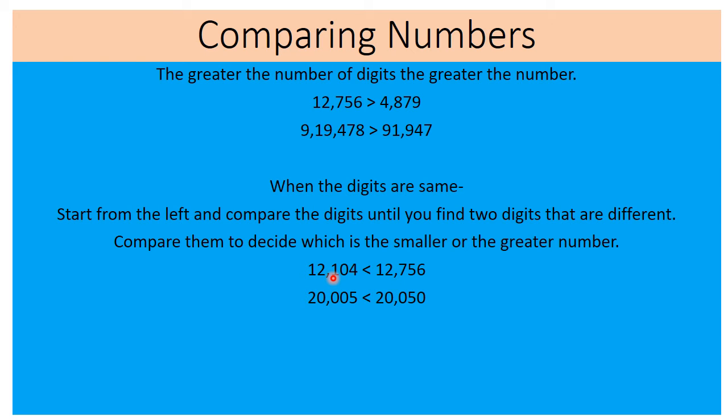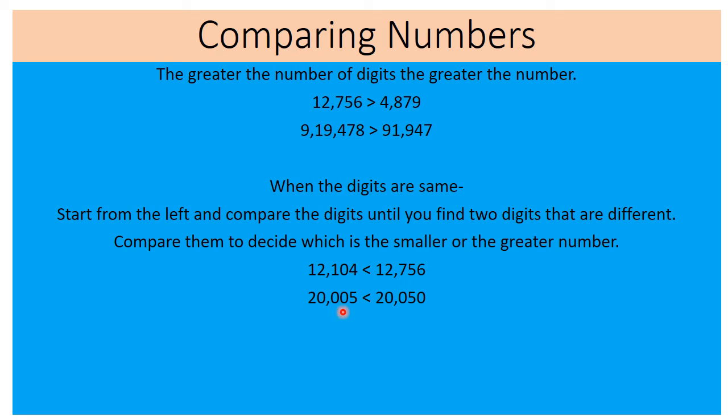So you will start from the left and compare the digits until you find two digits that are different. From the left side, here we have 12,000, and here we also have 12,000. But if you look at the hundreds place value, here we have 100, whereas here we have 700. So 700 is a greater number as compared to 100. So 12,756 will eventually become the greater number.